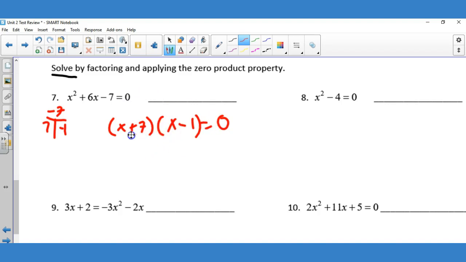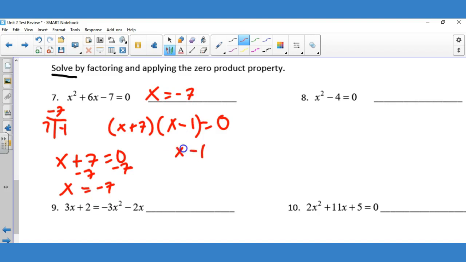So this is the product property. I have two products right here. I'm going to set each one equal to 0 and solve. Here, you subtract 7 on both sides, and you get x equals -7. So that's the first answer. And the other one, x minus 1 equals 0, you add 1 on both sides, and you get x equals 1. And that is our other answer. So there are our solutions to number 7.